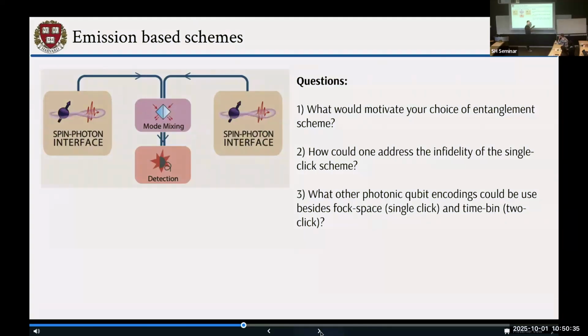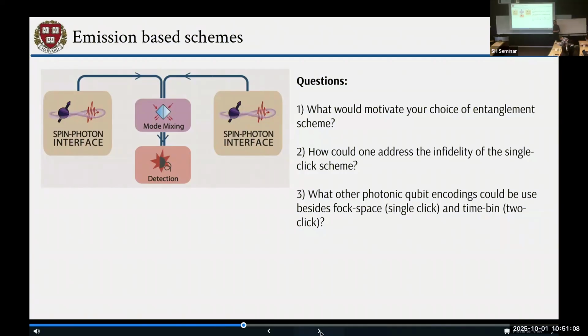So back to your thing about error correction and mitigation. So how could you address the fidelity of the single click scheme? Error correction, detection, purification, and I'm just going to put here, look up extreme loss protocol.